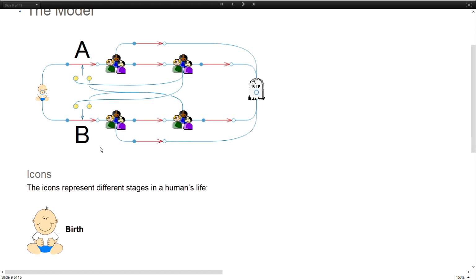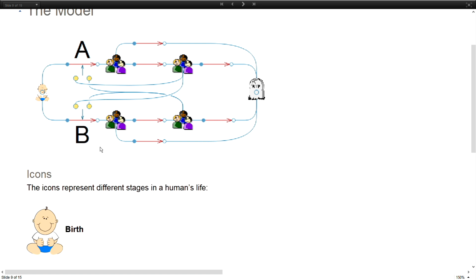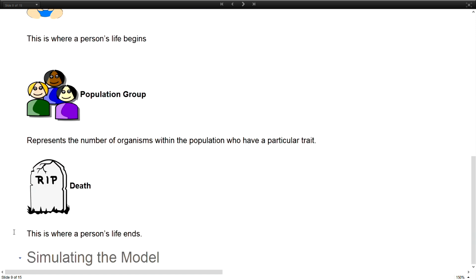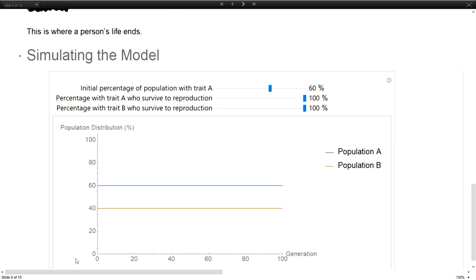So we can look at how, now that we have a model here, we can take a few of the parameters from this model and tweak them around a bit to understand what is happening in populations. Since we've done this, we can run a simulation from the Wolfram language, which I think will open up right now, hopefully. Yeah, there we go. It's just loading it in.